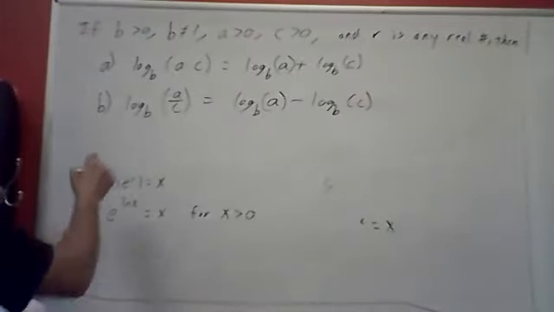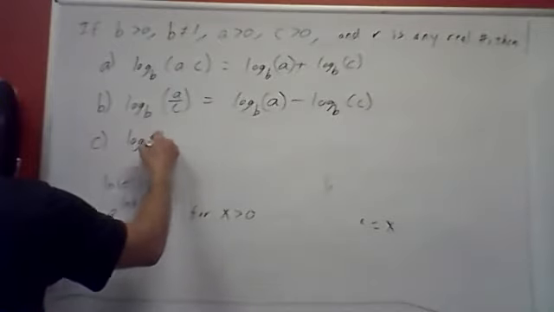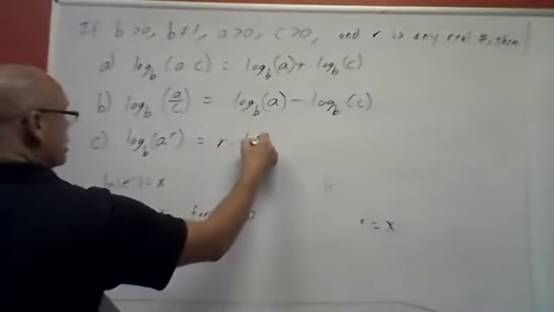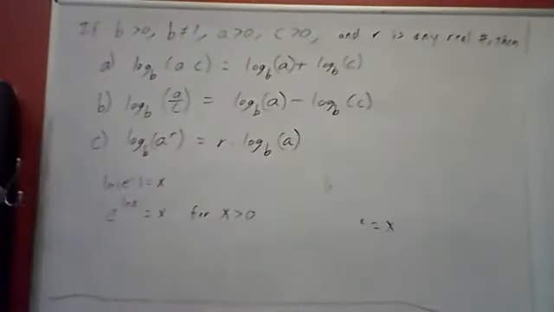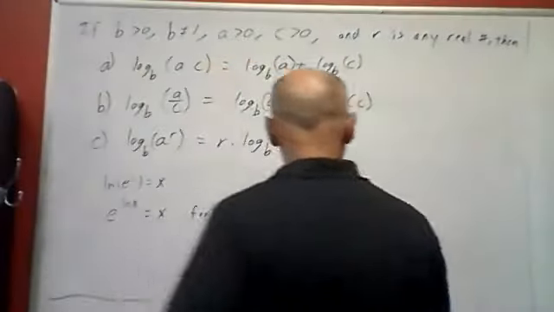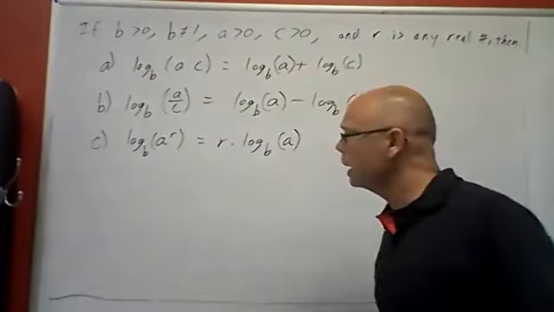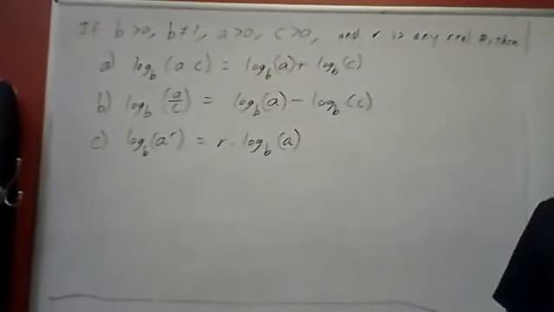All right, then we have part C. Part C says, what if we have the log base b of a to the r? We could rewrite that as r times the log base b of a if we needed to. That last property, part D, don't worry about that one, because if we know these other properties, we could figure out that last one just by memorizing these. So there's no point memorizing extra if you don't need to.